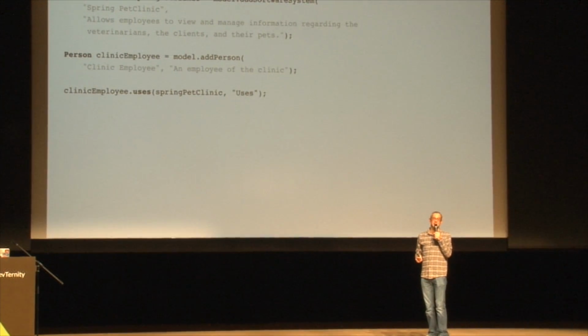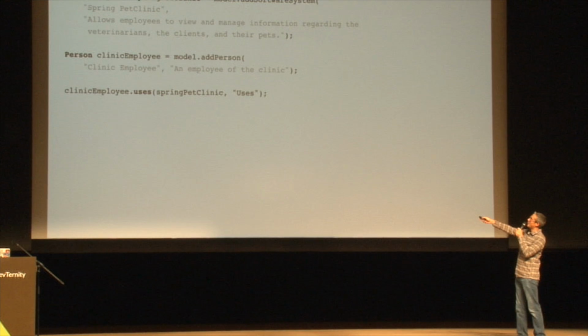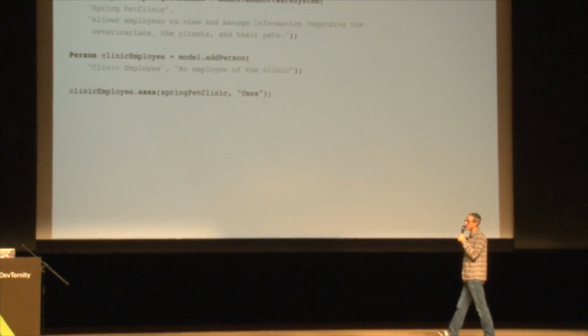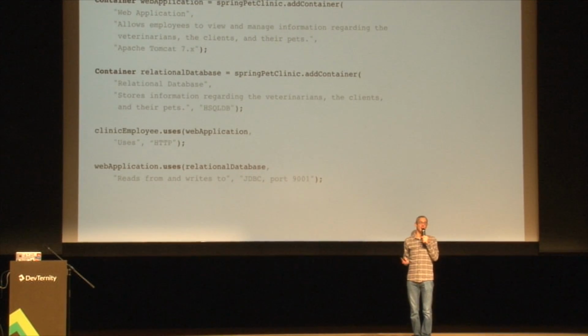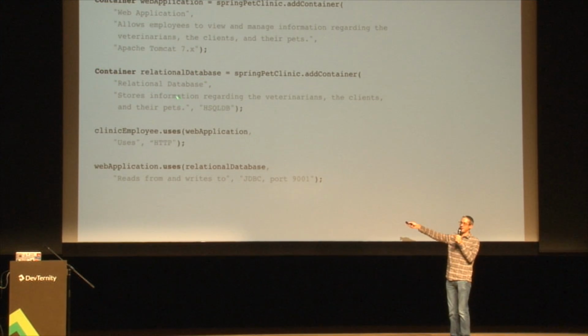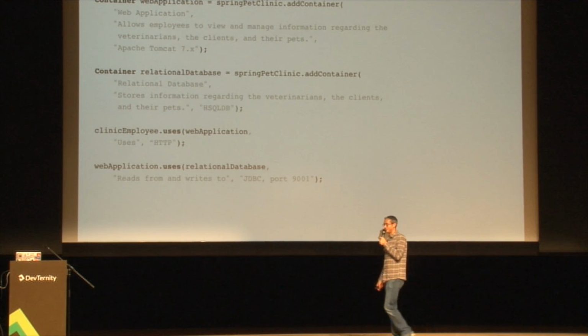So the Spring PetClinic system is nothing more than an employee of the pet clinic using the system. So we can model that with code. This is just a little Java program. We create a software system object to represent the Spring PetClinic system, a person object to represent the employee, and we say that the employee uses the system. Done. From a container perspective, this is nothing more than a web app talking to a database. So again, we can describe that with code. We can create a container object for the web app, container object for the database. We can say that the employee uses the web app, and the web app uses the database. Cool.